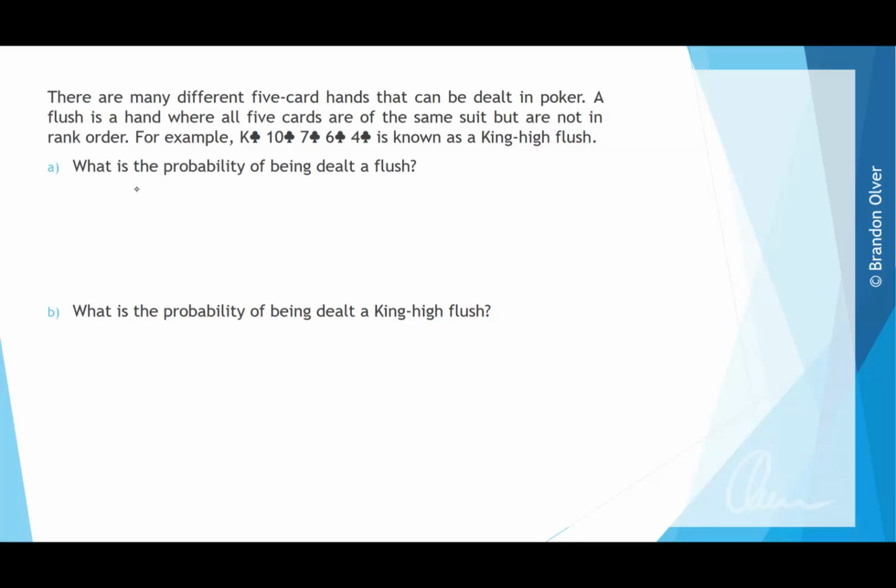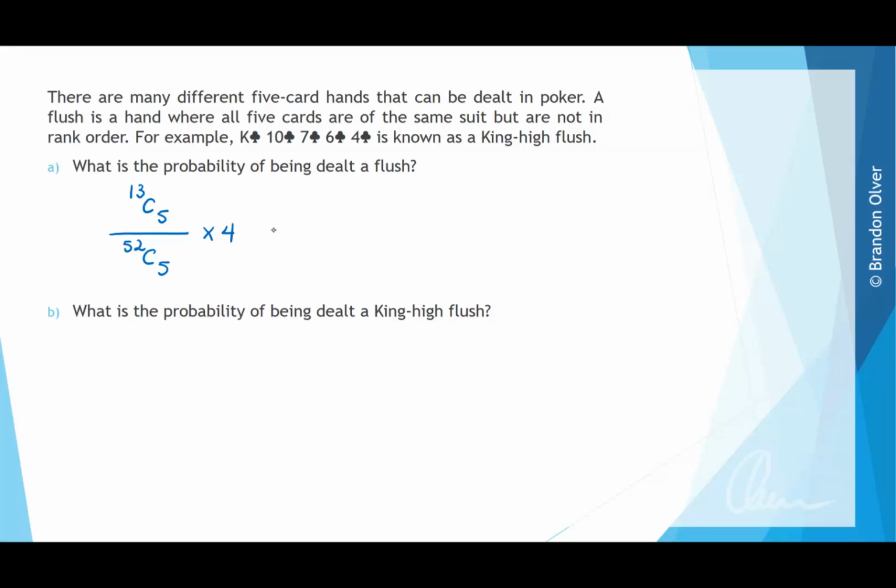So to get a flush, we know that we must have all cards of the same suit. So we start with 13 cards of the one suit and we select 5 of them. So that's the combination of 13 selecting 5, and any 5-card hand can be selected from 52 cards. So we have 52 select 5 cards. And now the other thing we need to remember is that there are 4 different suits. So we need to multiply this by 4 to account for the fact that we could have a flush in clubs or spades, hearts or diamonds.